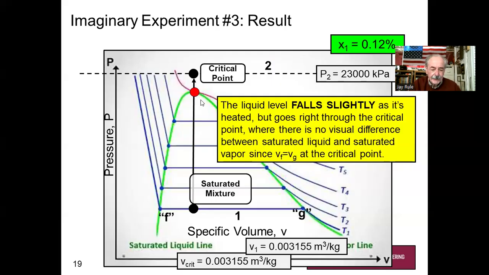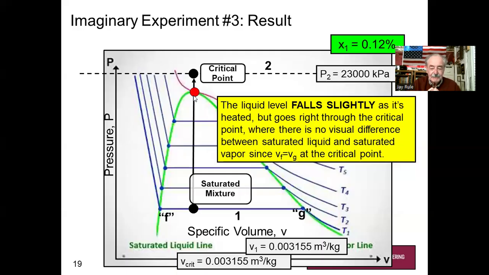But notice here that it's going to go right through the critical point. And at the critical point, there's really not a visible difference between V sub F and V sub G. And so mysteriously, if we could pull off this experiment, things would get hazy and hazy and hazy as we get to the critical point. It would get blurry, and then boom, there's no liquid line even visible at all. So it's kind of amazing. So this is sort of an amazing imaginary experiment number 3.